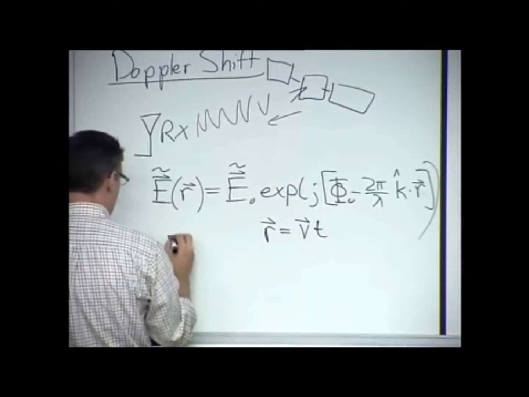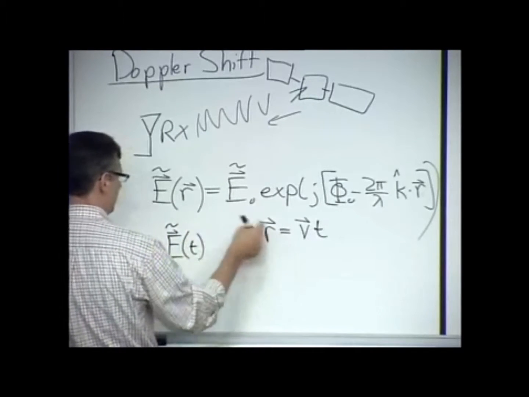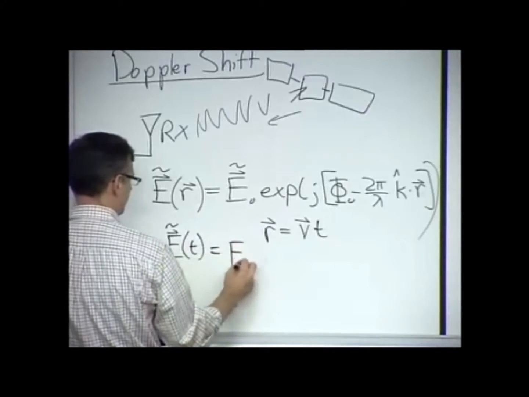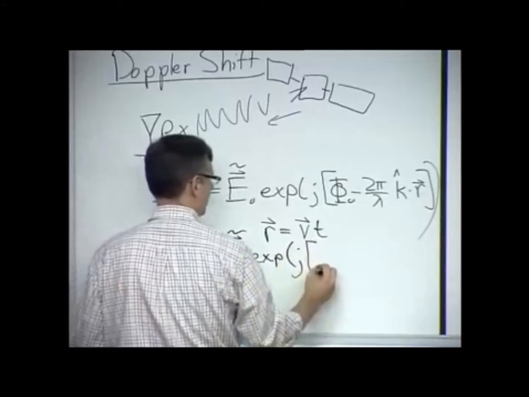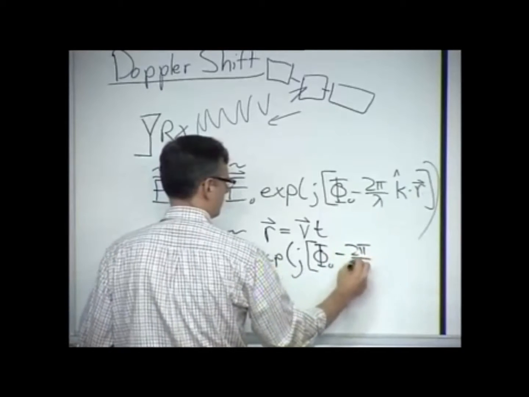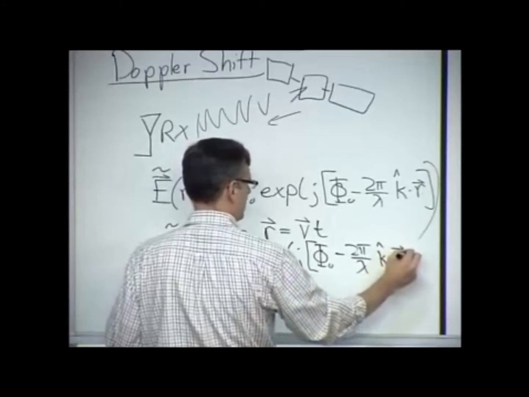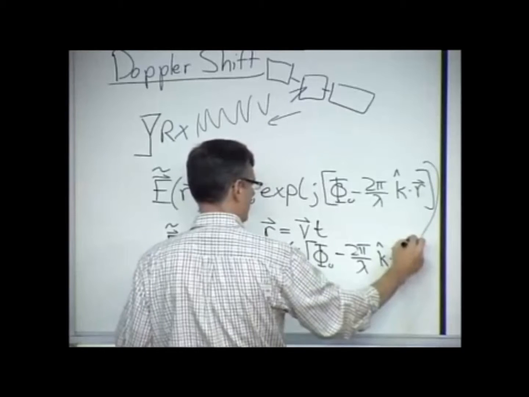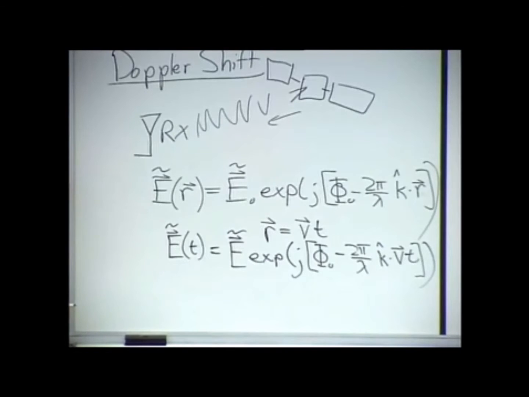So if I want my electric field as a function of time, I simply plug this into here. And out of the plane wave physics pops something interesting. Wherever the direction of propagation is, dotted into my velocity vector times time, that imparts a temporal variation that I did not have before in the phase as a function of space.